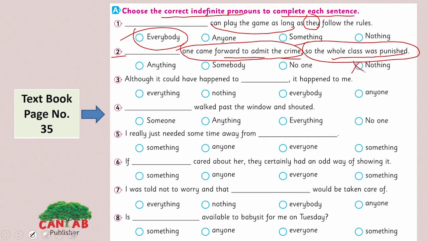The nothing option is not correct because it is referring to a thing here. Anything is not. If somebody came, the whole class should not be punished. Then it will be no one. Yes, no one came forward to admit the crime. Look at the third one here. Although it could have happened to, it happened to me.